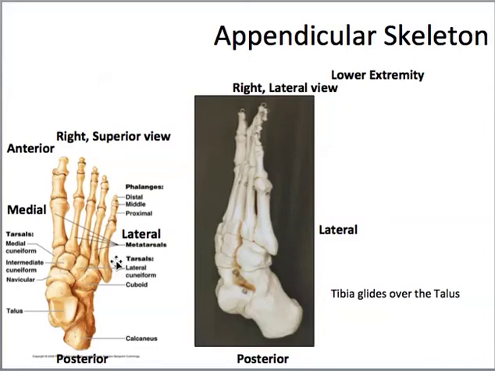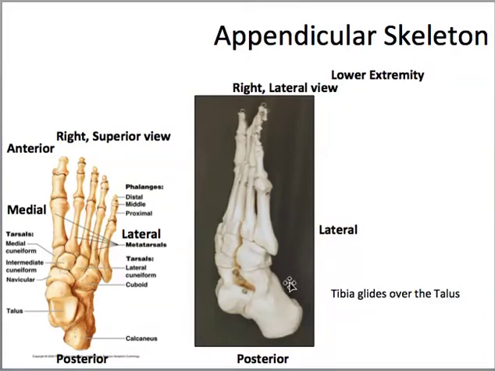The tibia glides over the talus to form the ankle joint, which is another diarthrotic joint. It is capable of dorsiflexion and plantar flexion. You can dorsiflex or dorsextend the foot. The dorsum of the foot is the top of the foot. Or you can plantar flex and plantar extend the foot. The plantar surface of the foot is the bottom of the foot.